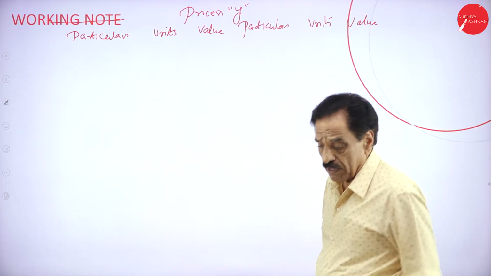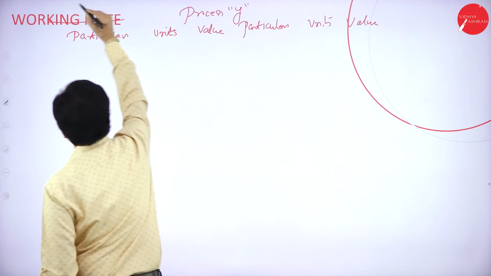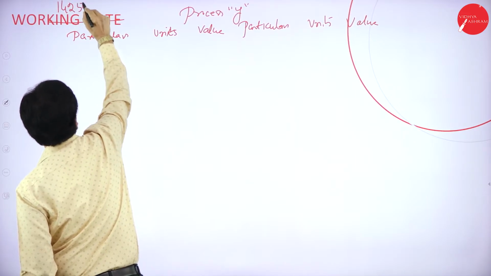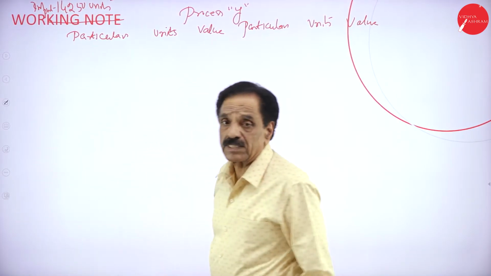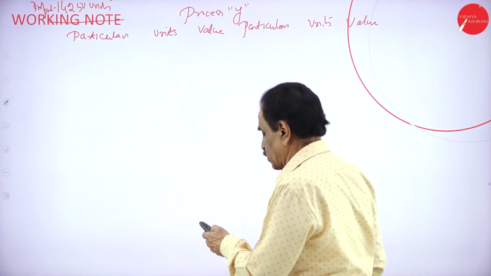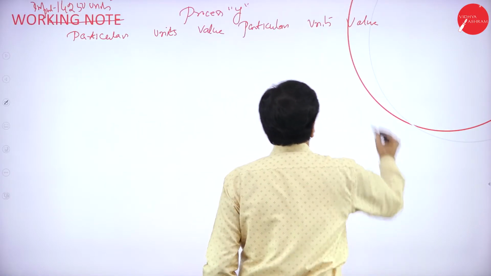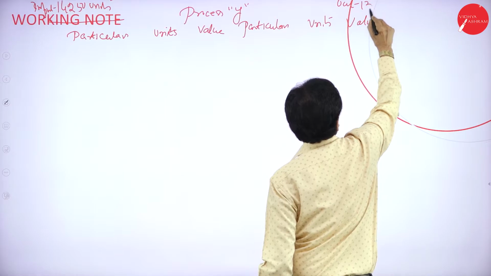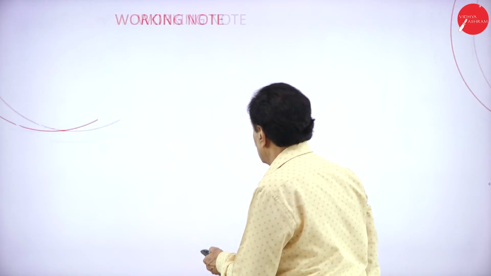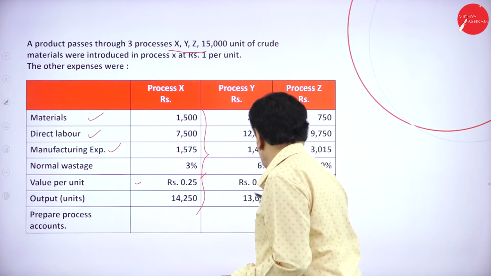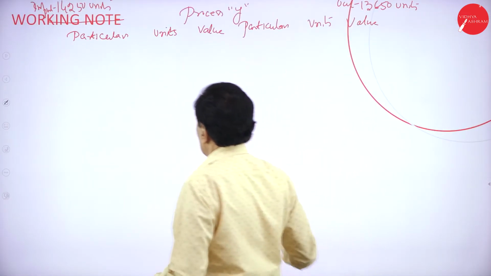Transfer entry you have to do here in the last now. What's your output? 14,250 units. This is your input. The output of process X becomes the input of process Y. Here comes now, what's your output? 13,650. Here you write the output, 13,650 units. Okay, transfer entry.